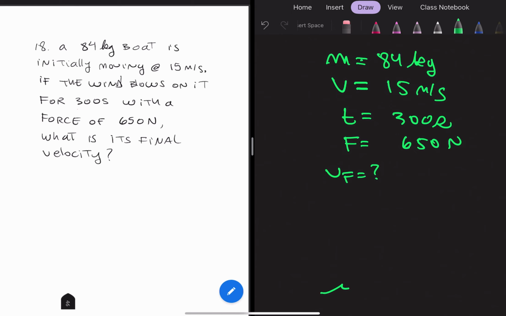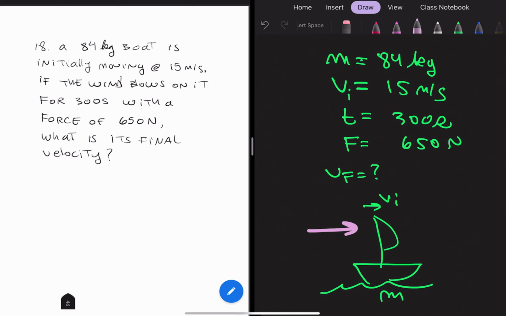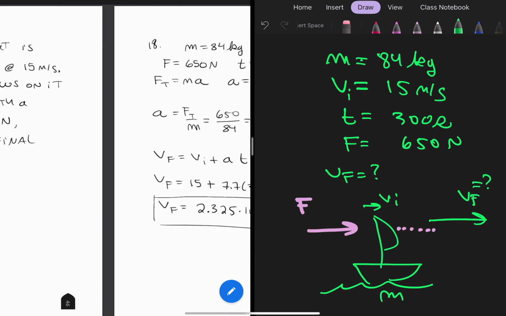So this is the water, and then you have a boat. The boat has a mass M. And the boat starts off moving with the initial velocity V initial. So that's the 15 meters per second. So the initial velocity is 15. And then the wind blows on it for 300 seconds with a force of 650 newtons. So the wind is going to blow on it for a while. And what that means is that eventually the boat is going to speed up to a new velocity, V final. And we're trying to find that new velocity.